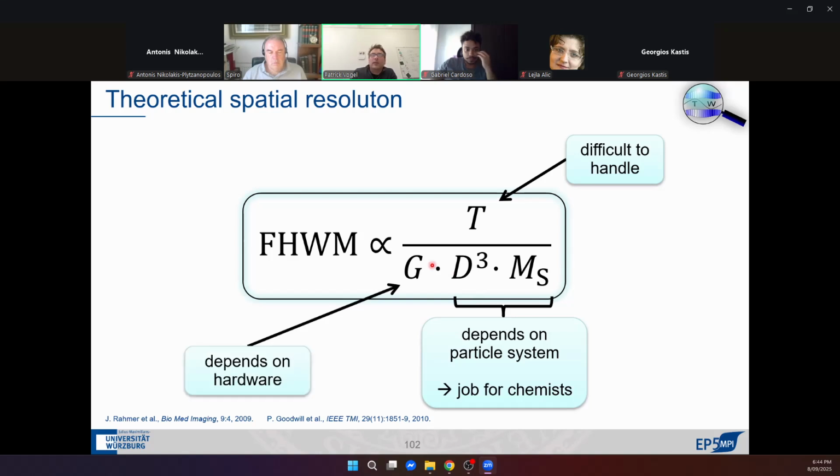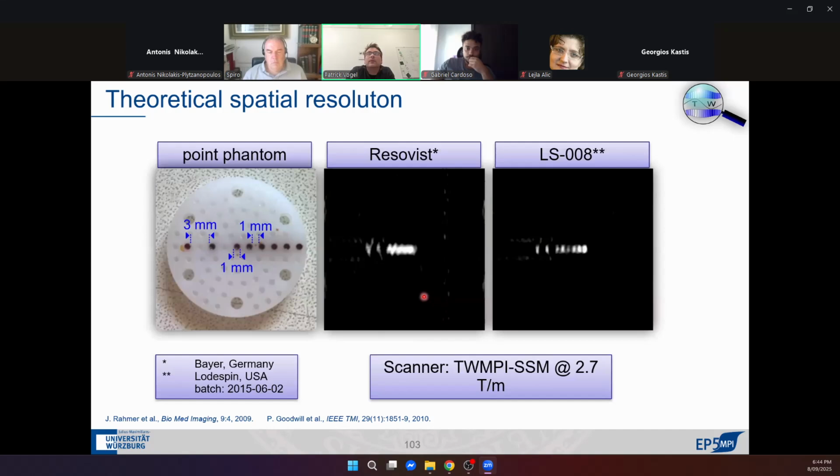And here's the gradient itself. Higher gradients mean better spatial resolution as well. And the particle system, of course, also has different influences. Here, for example, is the same scanner setup with ResoBist, with this sample here, and LodeSpin was a particle system from a Washington company. It doesn't exist anymore, unfortunately. And you can see that there are optimized particles out there, which can provide better performance for imaging.